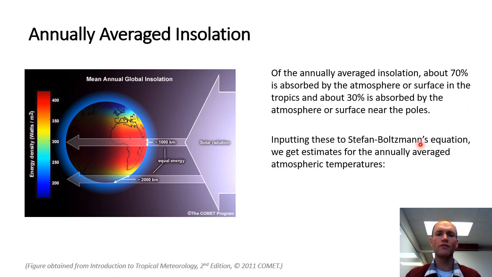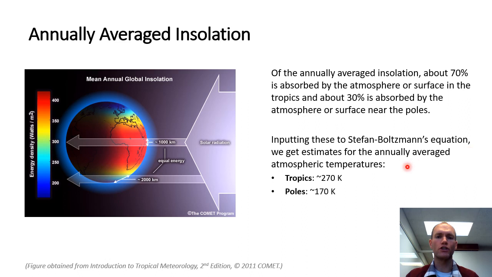So if we input these to the Stefan-Boltzmann equation, which relates an amount of energy to the temperature, we can get estimates for the annually averaged atmospheric temperatures associated with the equatorial regions and the polar regions. If we do so, for the equatorial regions and the tropics, we get about 270 Kelvin. So keep in mind, these are averaged over a large depth of the atmosphere, not just specifically at the surface. And so this 270 Kelvin should not be inferred to be what you would expect the temperature at the surface to be near the equator. It's certainly much too cold to be that.